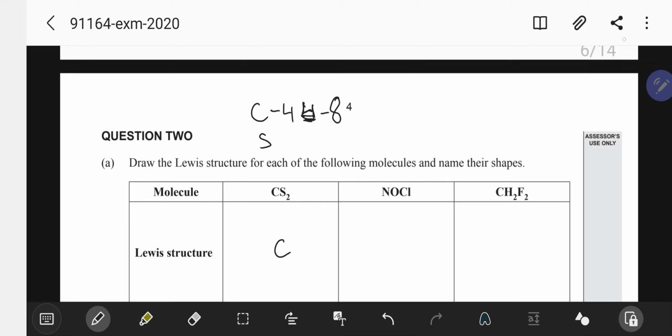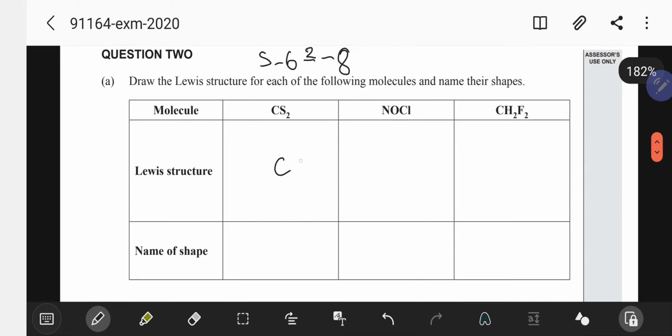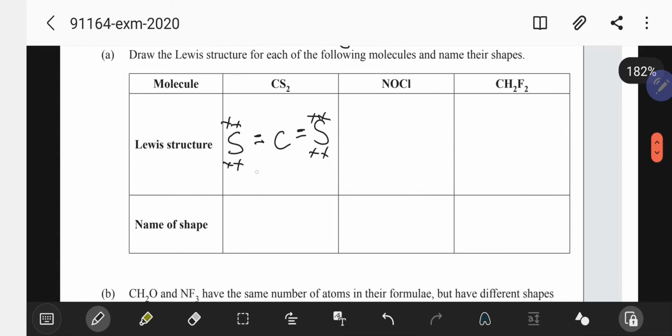Sulfur has 6 valence electrons, so it wants 2 bonds. So yes, they each want 2 bonds. This carbon has its 4 bonds, it's happy. This one's 8 electrons around it, so 2, 4, 6, 8. That's happy. This one needs 2, 4, 6, 8. This one's happy, so there's 2 areas of negative charge, so it's going to be linear.